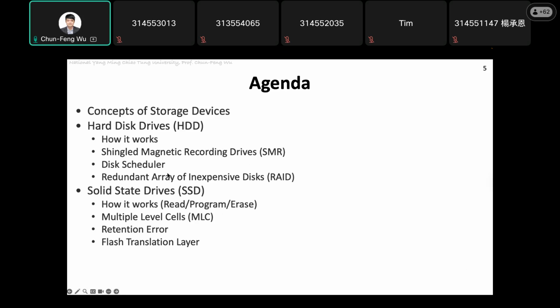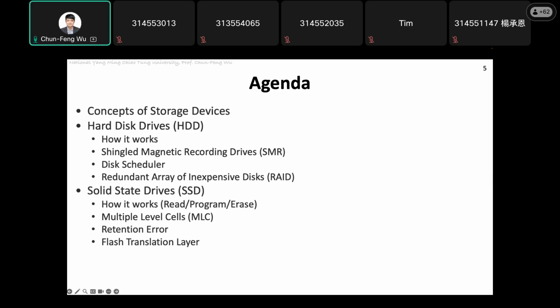So there's a little bit of difference compared with the operating systems course: we will talk more about RAID. If you have multiple hard disk drives, for example 6 or 10 hard disk drives, then how do we gather those hard disk drives together to ensure reliability or to improve performance? So this is about RAID.